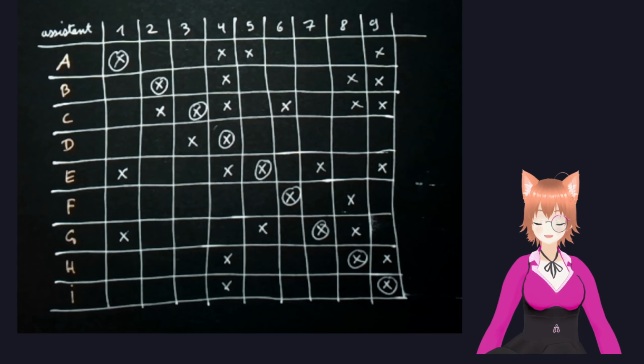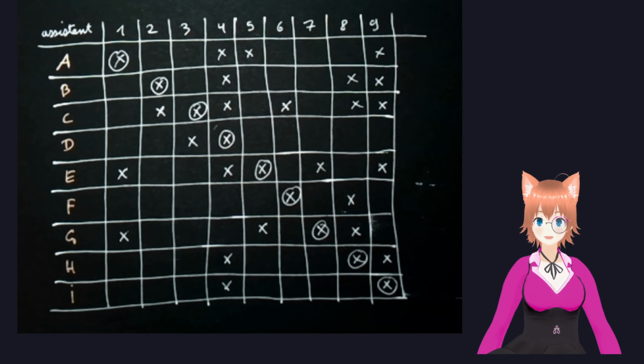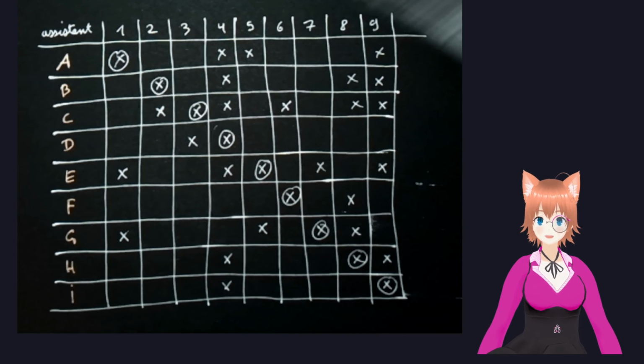So today I stumbled upon a problem. I'm organizing a course at the university, and that course has 9 tutorial groups. And for each tutorial group I need to hire a teaching assistant. And so I hired 9 of them, named A, B, C, D, E, F, G, H, I.